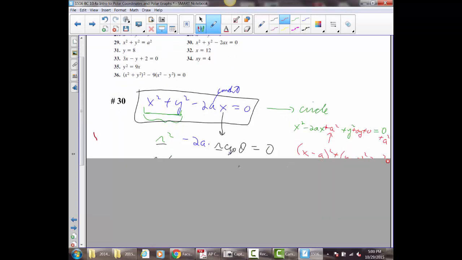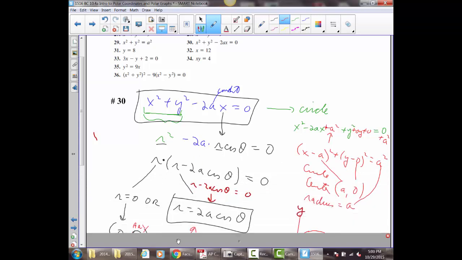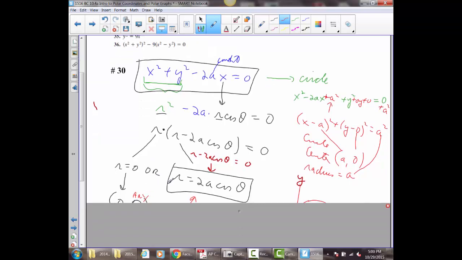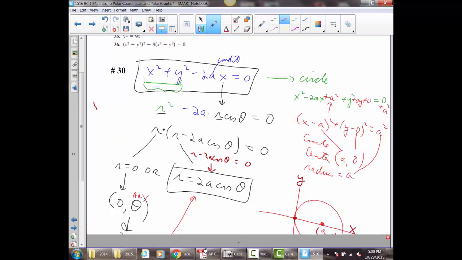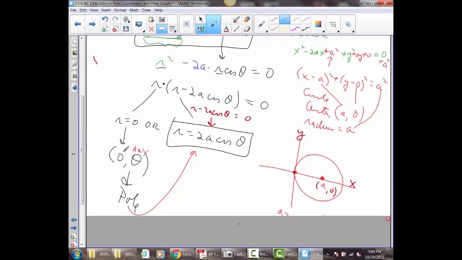So the things that we know, and you should know, are that x squared plus y squared is r squared. We already know that x is r cos theta. So if I factor out the r, I get the following. And then since that product is zero, either r is 0 or r equals 2a cosine theta. Now r equals 0 means it's the pole, because when you have no radius, no matter how many times you spin around in one place, you haven't moved anywhere, you're still at the pole.